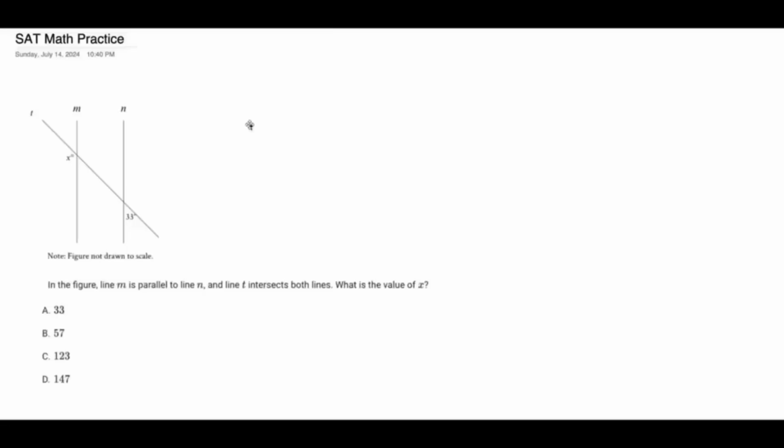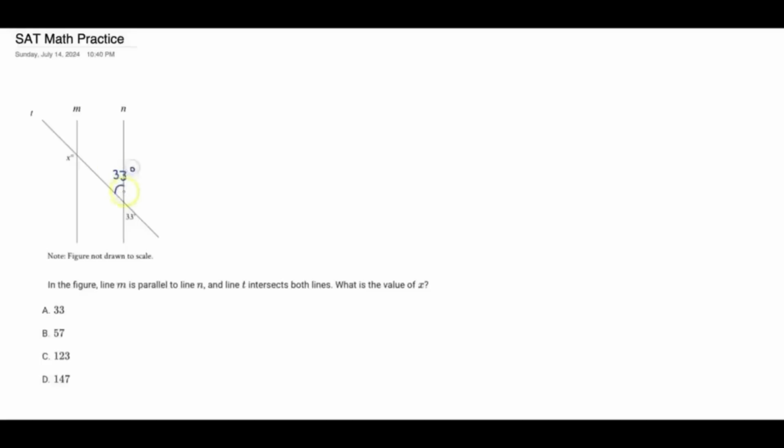In the figure, line M is parallel to line N, and line T intersects both lines. What is the value of x? All right, so first off, what we have here are vertical angles, right? They give us 33 degrees here, so we know the angle across from that will also be 33 degrees.